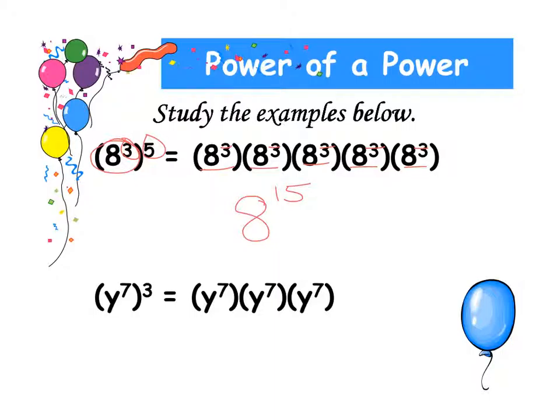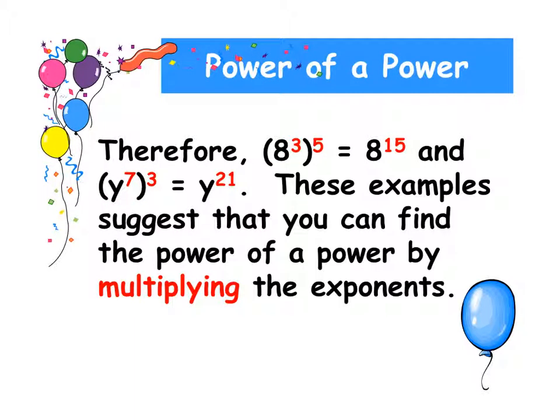And the same thing here. I'm going to take this quantity y to the 7th, and that 3 means I'm going to rewrite it 3 times. And I know for my product rule, I rewrite my base and I add my exponents. 7 plus 7 plus 7 is 21. So here, 8 to the 3rd raised to the 5th power is 8 to the 15th, and y to the 7th raised to the 3rd power is y to the 21st.